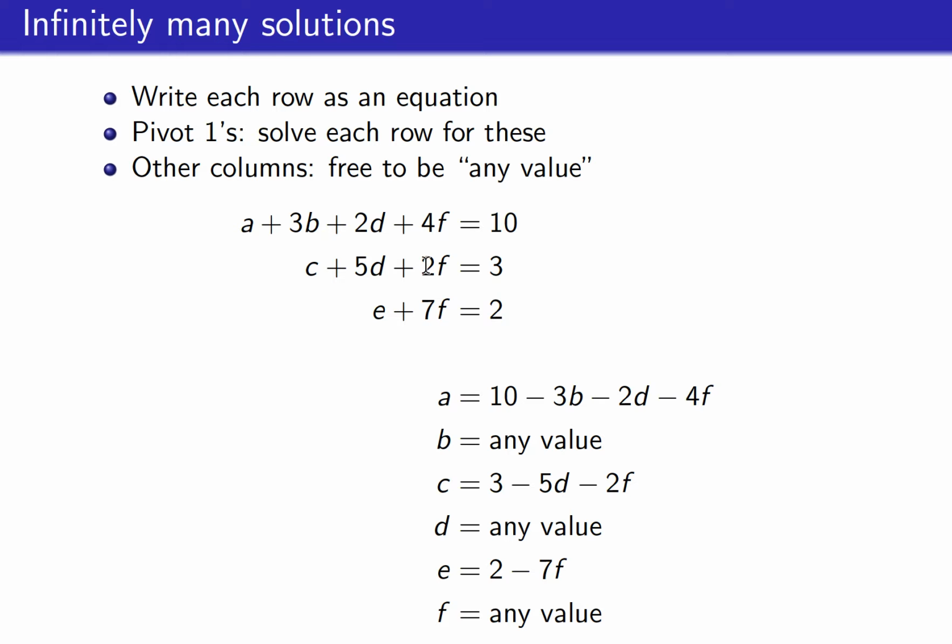C is going to be, again, solve for C. Put these 5d and 2f to the other side. C is equal to 3 minus 5d minus 2f. D can be any value. E is going to be 2 minus 7f. F can be any value.